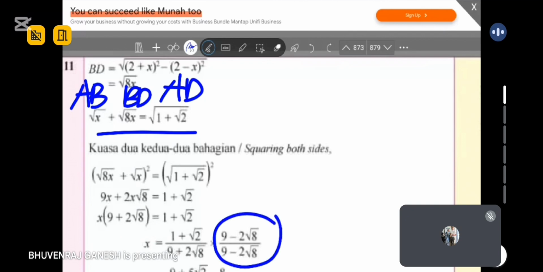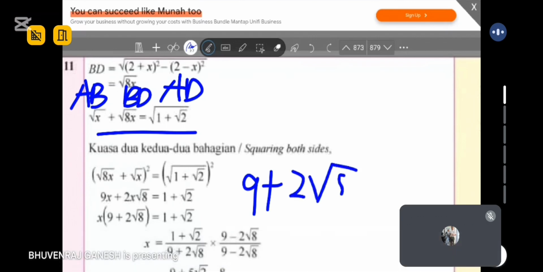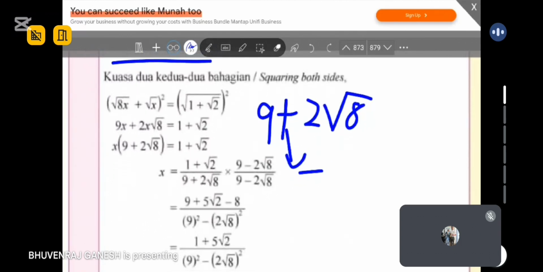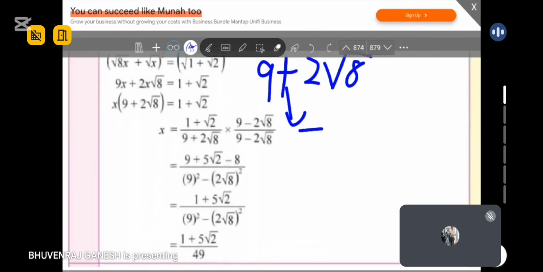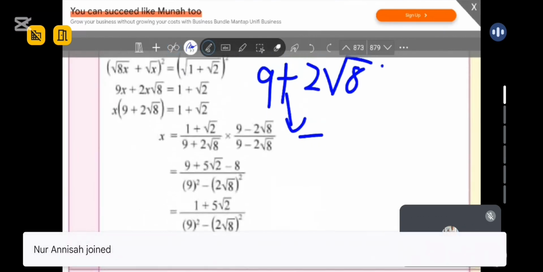Guna surd conjugate. Okay, conjugate surd. So 9 plus 2 root 8. Conjugate, plus change to minus. That's all. Okay, then kembangkan. Just expand normally. And then finally you will get the answer. Dapat jawapan. Understand guys? Simple or not? Senang kan? Okay, semua yang ni senang.